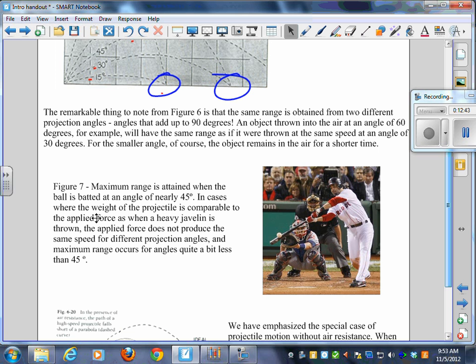Lighter things, baseballs, compared to the force, if the force is considerably greater than the weight force of it, then 45 is your number, right? If it's heavy, though, you don't want 45, you want something less.